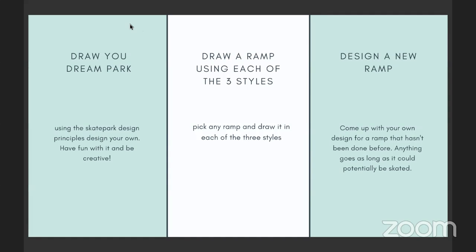And then next, draw a ramp using each of the 3 styles. So you can pick any ramp that you want. It can be a simple ramp, it can be a more complicated ramp, and try to draw it isometric, oblique, and perspective. And the last one is design a new ramp. So come up with your own design for a ramp that hasn't been done before. So anything can go. It can be as crazy and wild as you want it to be, as long as you're super creative with it, and it can potentially be skated.